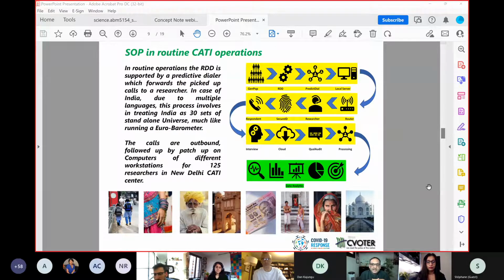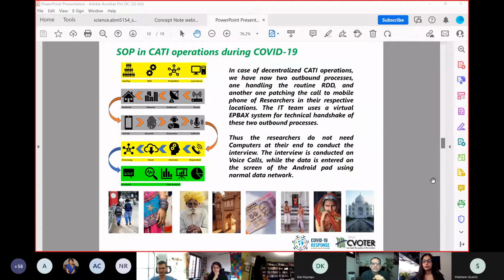Basically, the computer generates a random number, and the dialer randomly puts them across to the researchers sitting in the call center conducting interviews. The only difference is that we have been interviewing in multiple languages. So each universe is taken separately in terms of language or state, and they are connected to that particular language researcher. However, after the COVID lockdown happened, we had to do the RDD process in 2 split ways.